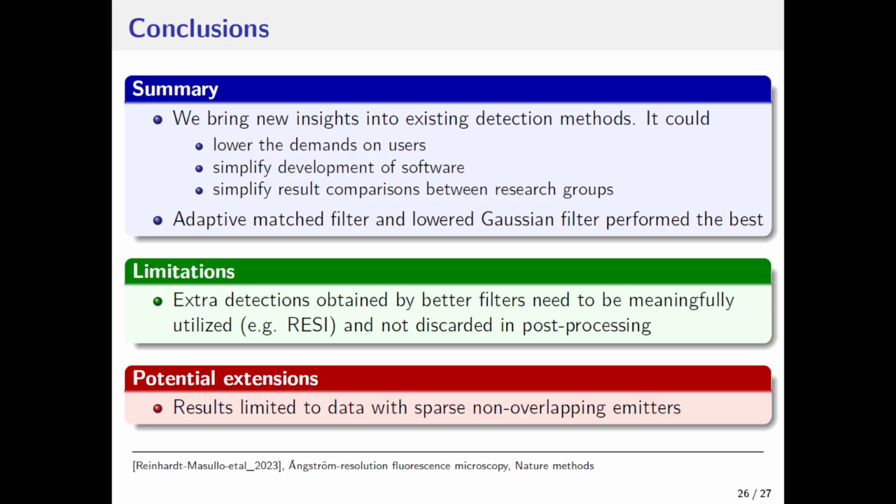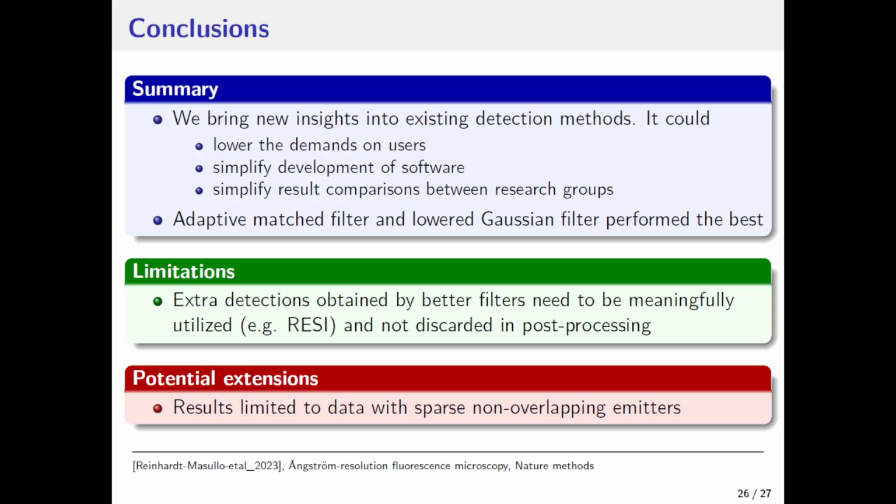So we hoped that our results bring some new insights into the detection methods currently used in SMLM. If it's used in the community or as part of the SMLM software, it would somewhat lower the demands on the user. For example, nowadays when we use SMLM processing, for example in ThunderSTORM, the user needs to say which filter out of many to use. The filters also have certain parameters, like the Gaussian filter has a sigma, for example.